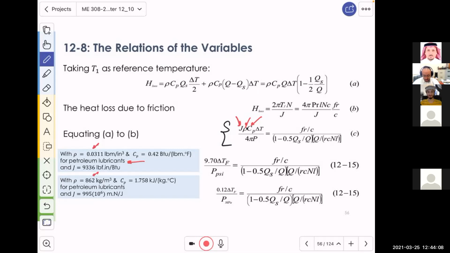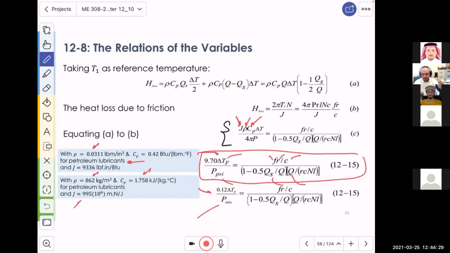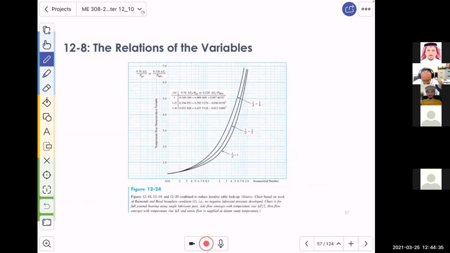By taking these, plugging them in here, we can get the relation which relates, as you see, the flow, the side flow, the friction, the radius of the journal, the clearance, delta T, and the pressure in PSI. And we can do this also in megapascal, in SI unit and in American or customary unit.